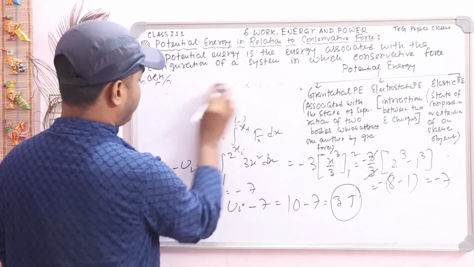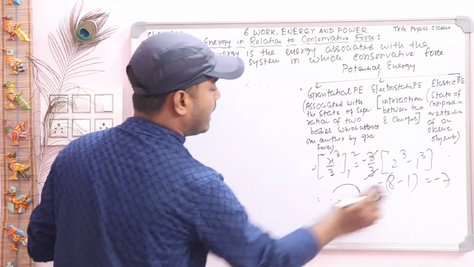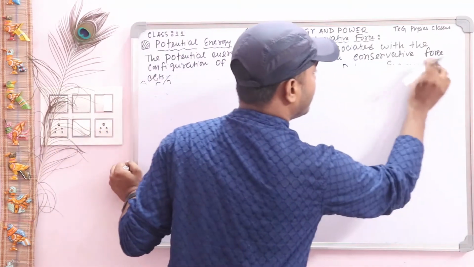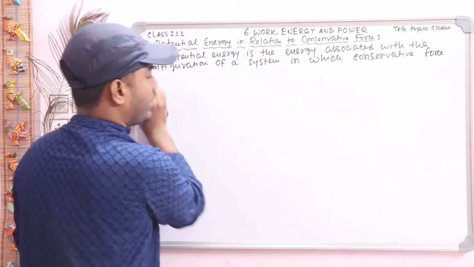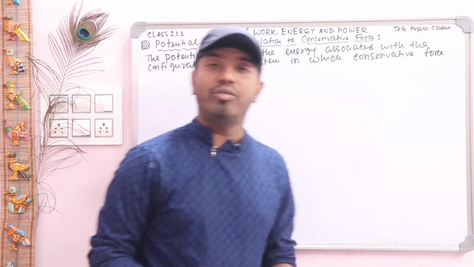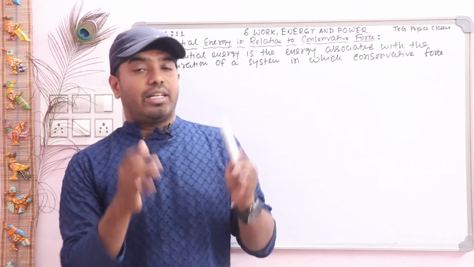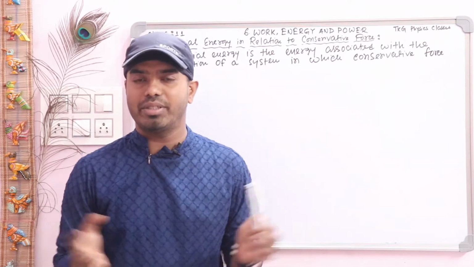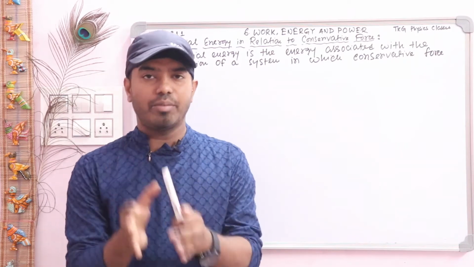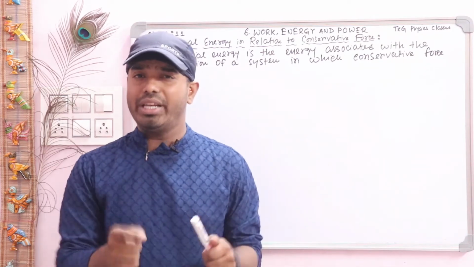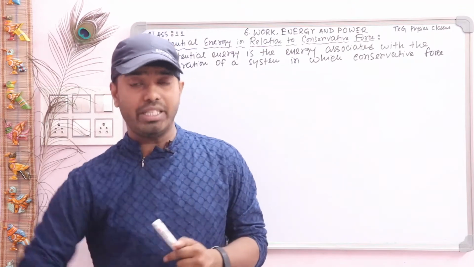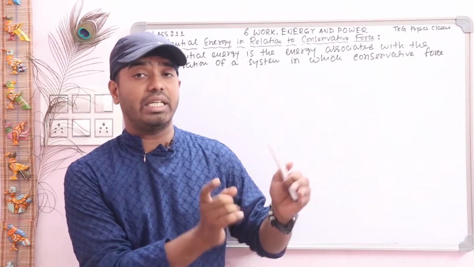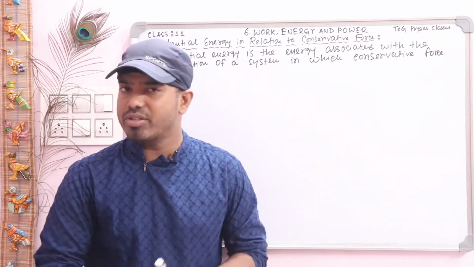Now we will check the principle of conservation of mechanical energy. The principle of conservation of mechanical energy: when a conservative force acts on a body, you write the statement. When a conservative force acts on a body, the total mechanical energy, that is the sum of kinetic energy plus potential energy, always remains constant. Write it. Condition applied: when a conservative force acts, the total mechanical energy, within bracket write the sum of potential energy and kinetic energy, always remains constant.